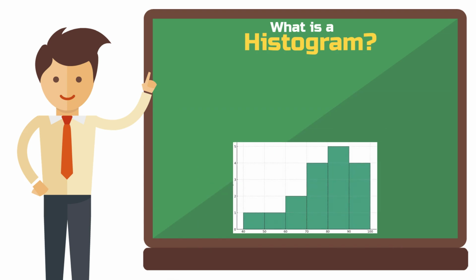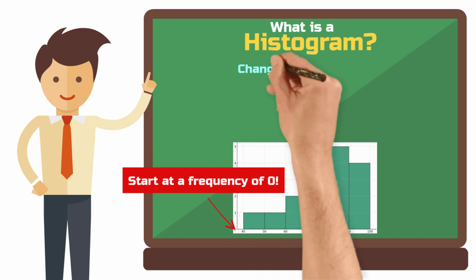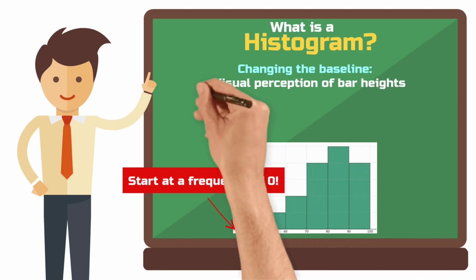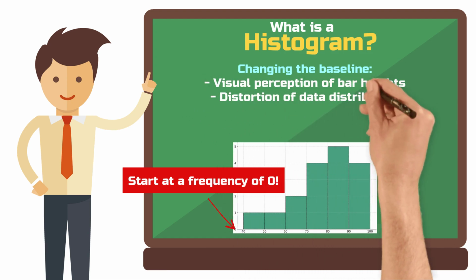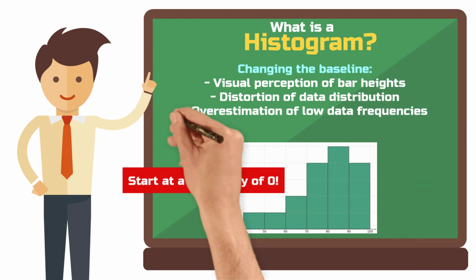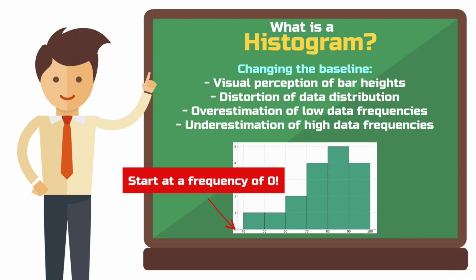It's also crucial that the y-axis of a histogram starts at a frequency of 0. The height of each bar represents the number of data points in that interval. If the baseline is altered, the perceived heights of the bars change, potentially distorting the actual distribution of the data. This could lead to an overestimation of low frequencies or an underestimation of high frequencies.